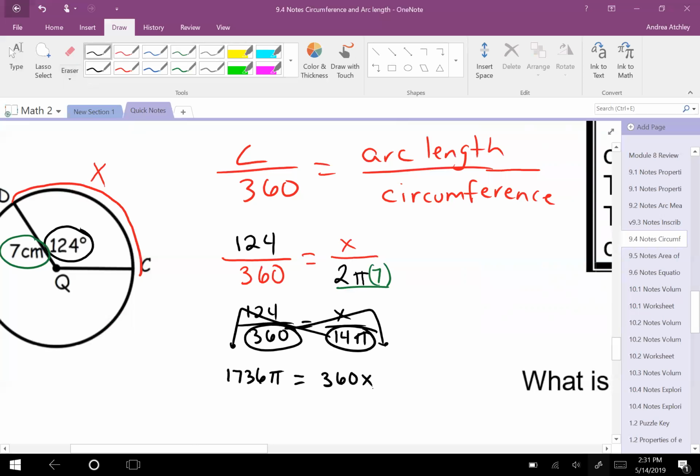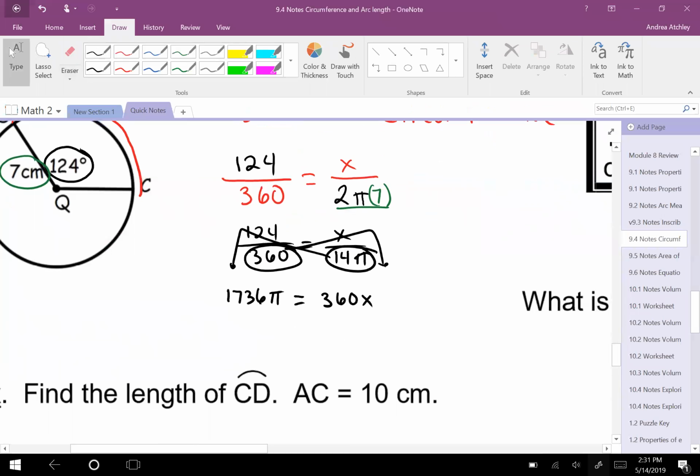I'm going to avoid multiplying by pi until the very end so I don't have to round a bunch of times. It'll make my answer more accurate. And accuracy is very important when you're measuring things, FYI. So we divide by 360, we divide by 360, and I get x equals 1,736 pi all over 360. I plug that exact thing into my calculator.